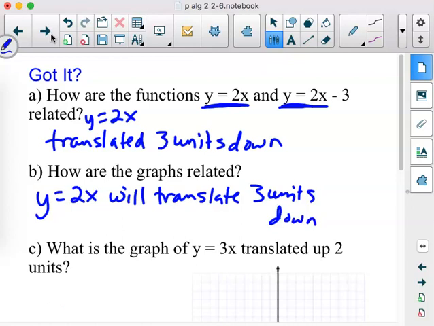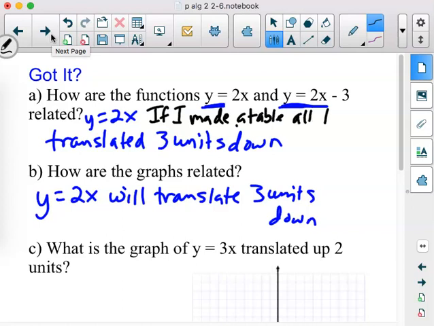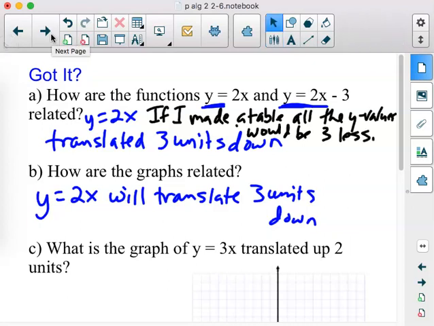So in A, when it says how are those functions related to each other, you could say, if I made a table, all the y values would be 3 less than they were before. But really, we kind of skip that step because we don't want to use tables. What we want to do is get a parent function that we recognize and know what it looks like, and then we just want to move it. We want to translate it. So instead of stopping to say, if I made a table, I'd subtract 3, we should really go immediately to, I'm going to translate this 3 units down, and that will tell us what we need to do.